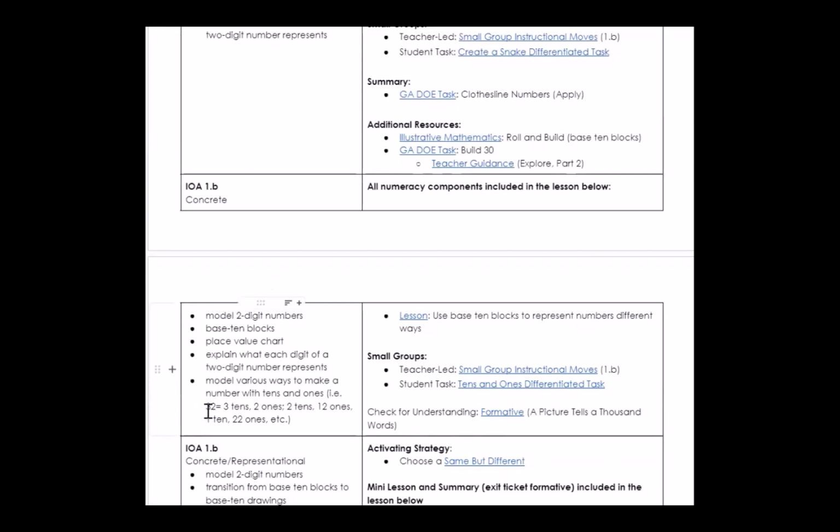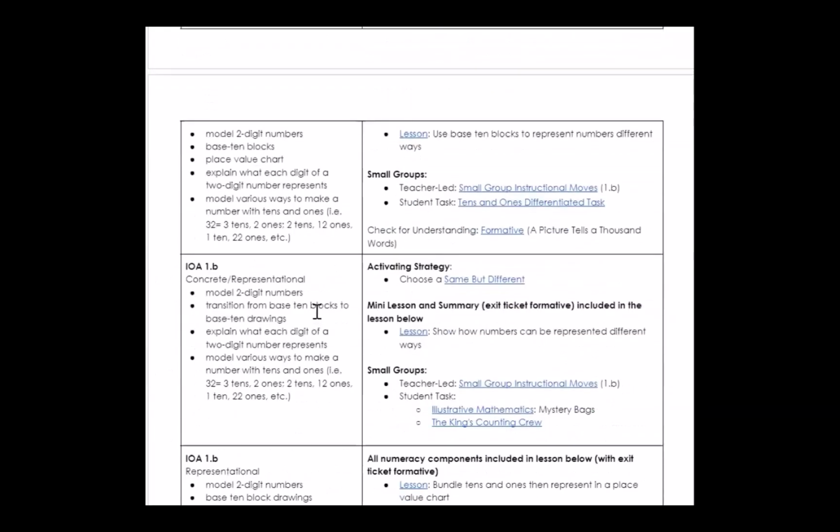You can see an example of this would be 32 could be modeled as 3 tens and 2 ones. It could be modeled as 2 tens and 12 ones, or 1 ten and 22 ones. Again, students are using their base 10 blocks alongside a place value chart.